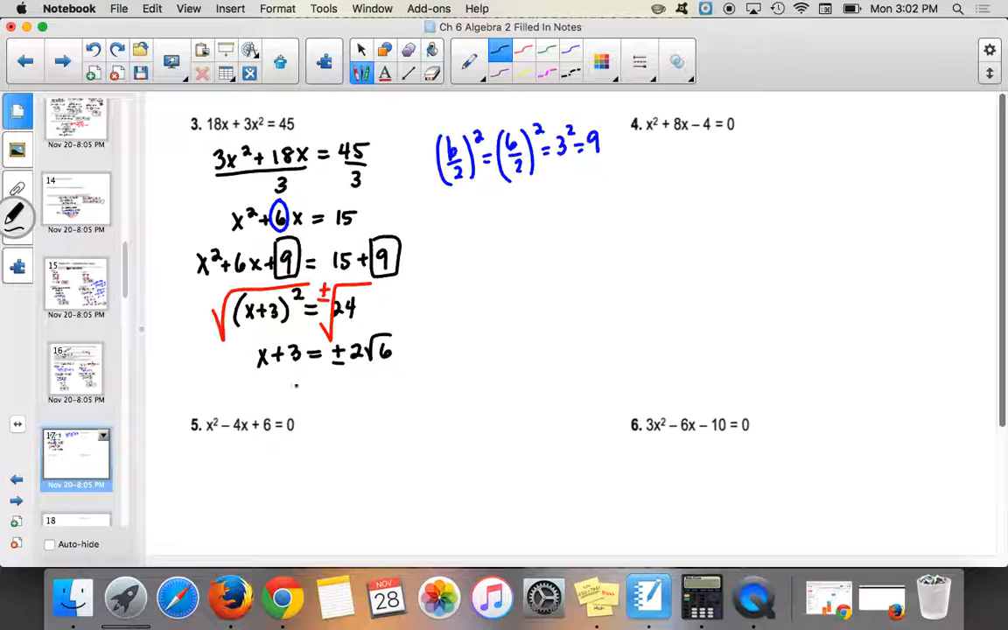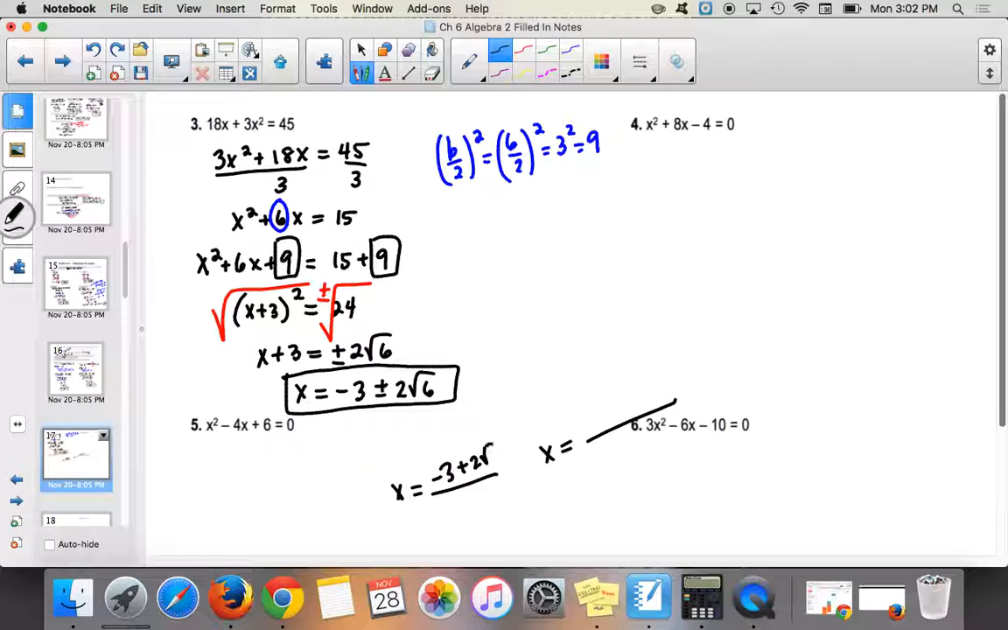Subtract that 3 over. So negative 3 plus or minus 2 root 6. And that's your answer. That's representing 2 different answers. On your homework I have answer blanks like x equals blank, x equals blank. So you would put negative 3 plus 2 root 6 and negative 3 minus 2 root 6 as your answers.